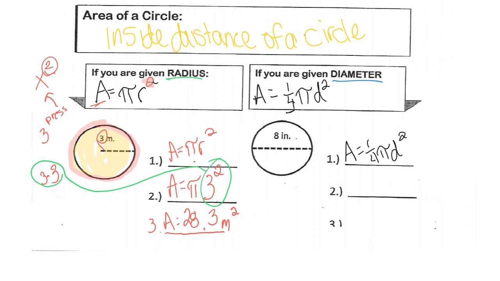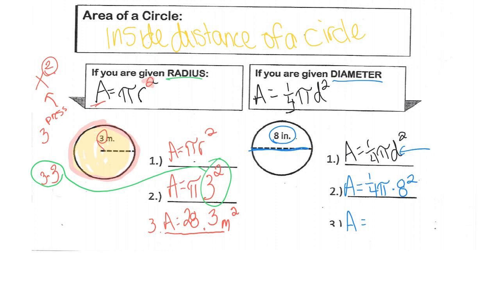Remember, our diameter goes from one side to the other. So in this case, our diameter is 8, so that's what I'm plugging in here. So my area equals 1/4 pi times 8 squared. Okay, so let's plug that in our calculator. So I'm going to do 1/4 times pi times 8 times 8, because that's what 8 squared is.